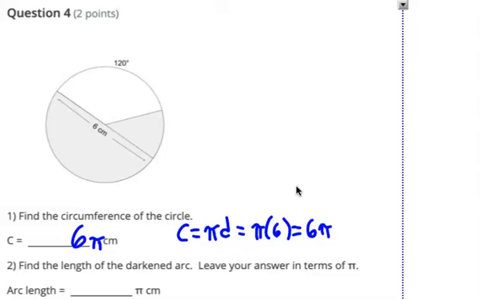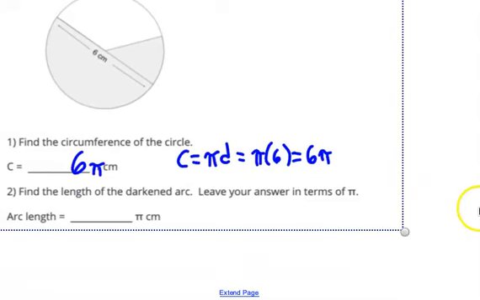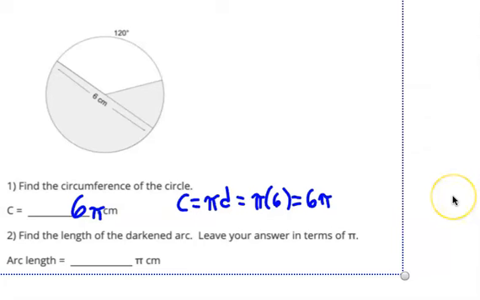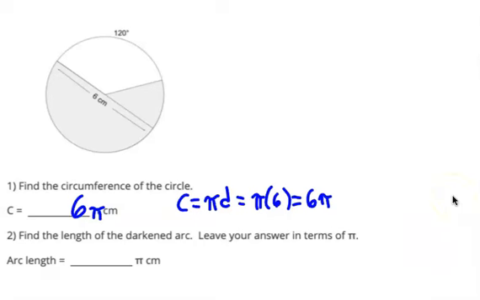And then it says find the length of the darkened arc. Okay, so the length of the darkened arc, that's this direction here. Let me show you. So they're talking about this arc here, the part that's shaded in. I know that's kind of hard to see, so that could be your mistake. If this piece is 120, that means that this entire thing is 240.